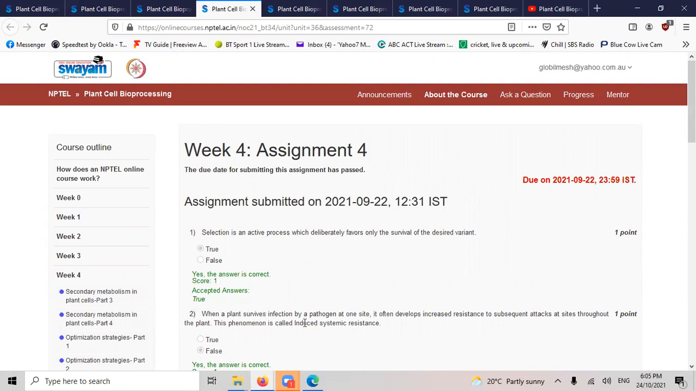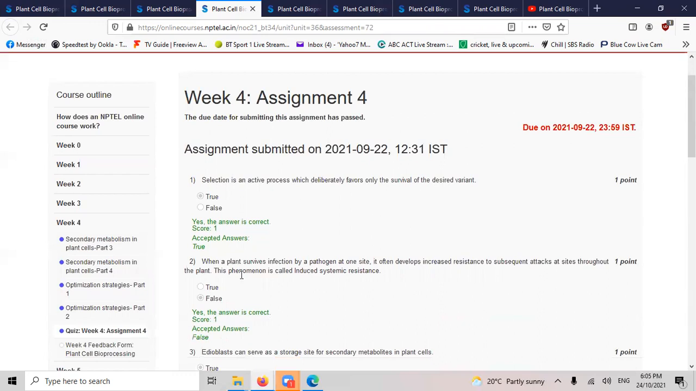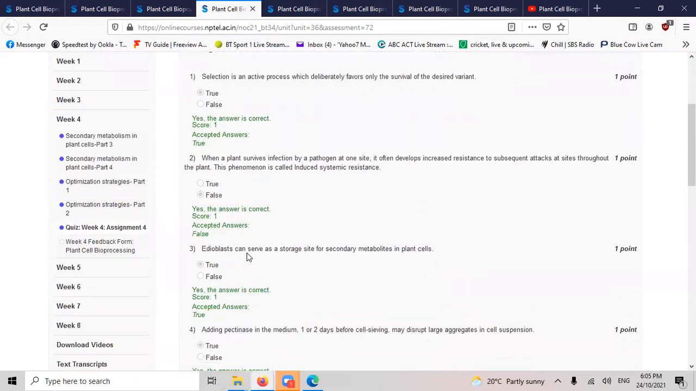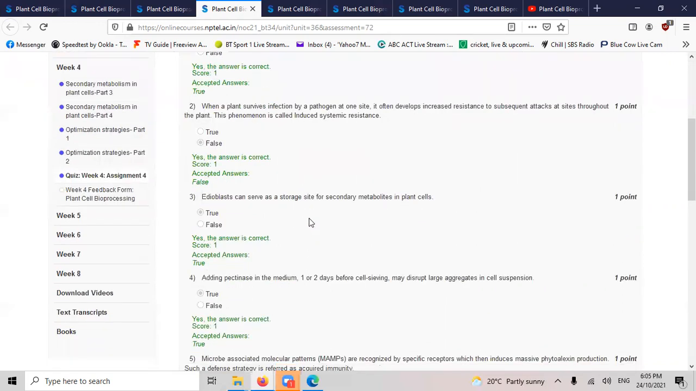When a plant survives infection by a pathogen at one site, it often develops increased resistance to subsequent attacks at other sites throughout the plant. This phenomenon is called induced acquired systemic resistance. So it's false. Idioblasts can serve as secondary metabolite storage places. There are so many places for storing the secondary metabolites.